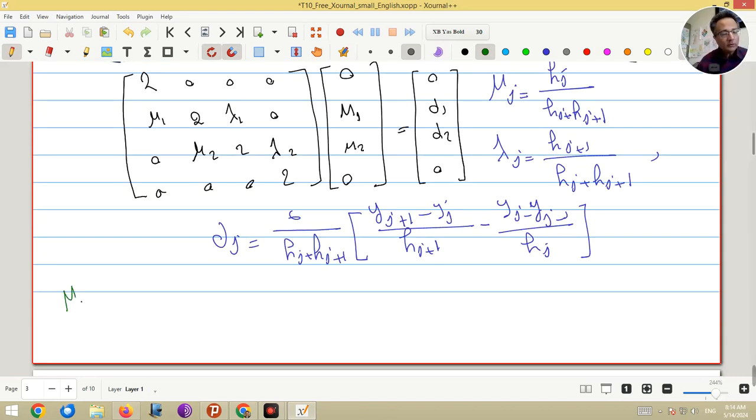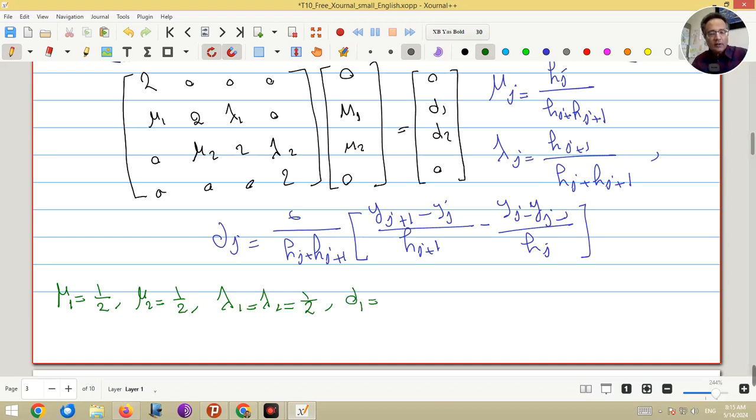So mu1 equal to h_j over 1 plus 1, so it's 1 over 2. Mu2 equal to again 1 over 1 plus 1, so this one is also equal to 1 over 2. And lambda 1 is equal to 1 over 2 and 1 over 2. So there is no change and everything will be 1. So this one is equal to lambda 2 equal to 1 over 2. It just remains for d1.